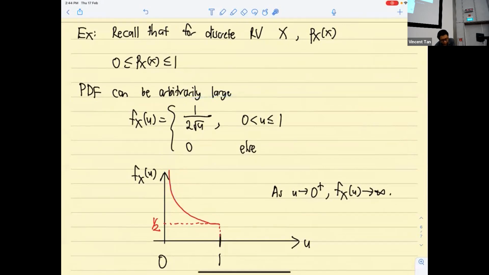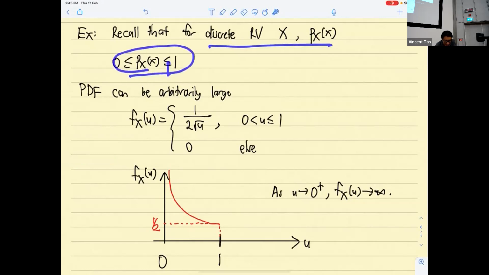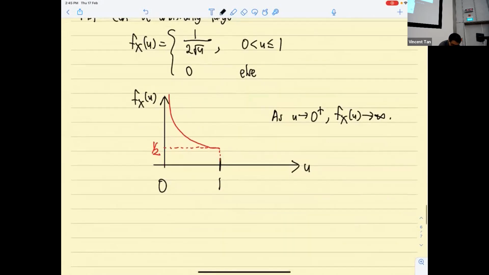What do we have to check? We have to check that this is a legitimate PDF. That means we have to check that the area under here is equal to 1. That we have not done yet, and we will do soon. So unlike for discrete random variables, the PMF cannot be arbitrarily large. It must be less than or equal to 1. But for a PDF, it can be very large here. Okay, so let's check that this is a PDF.